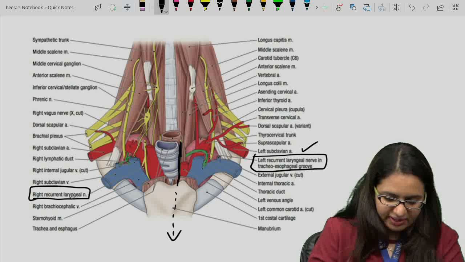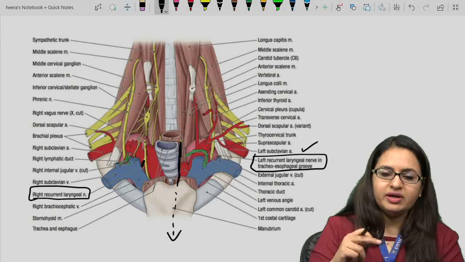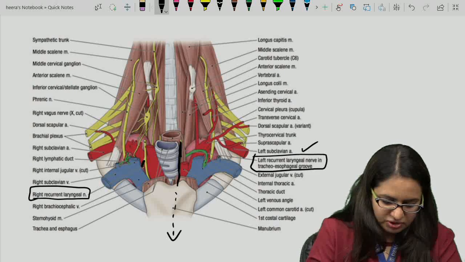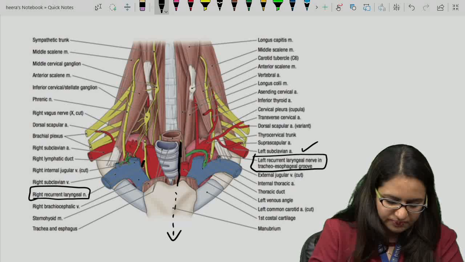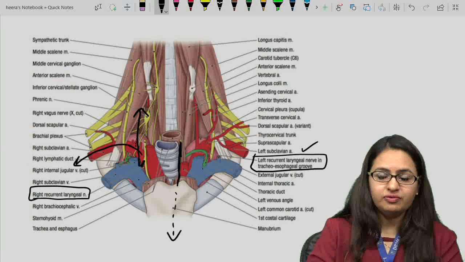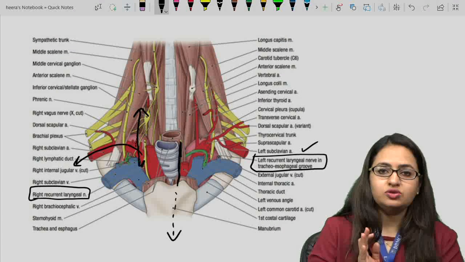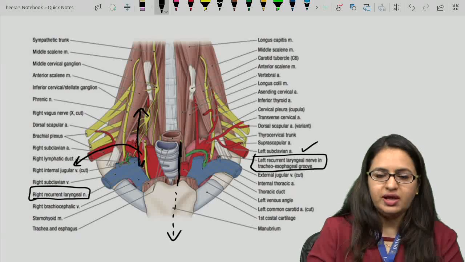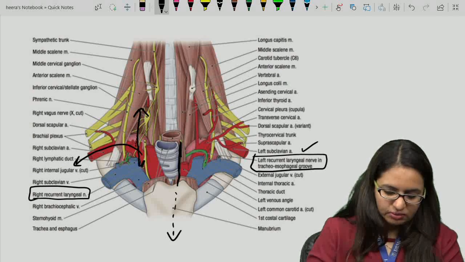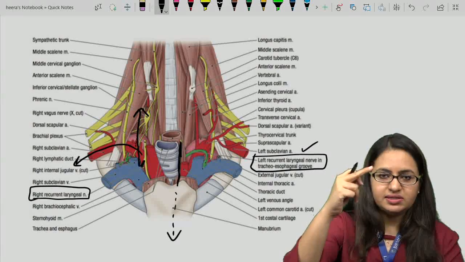But if we talk about the right recurrent laryngeal nerve, which is present over here, it actually winds around the right subclavian artery, which is present over here. This is the right subclavian artery, which is going like this. So this right recurrent laryngeal nerve, it winds around it and it goes above. So we can visualize in this diagram that the right recurrent laryngeal nerve is not entering the superior aperture and it is not going into the mediastinum. In the neck only it winds around the right subclavian artery and it then ascends upwards.